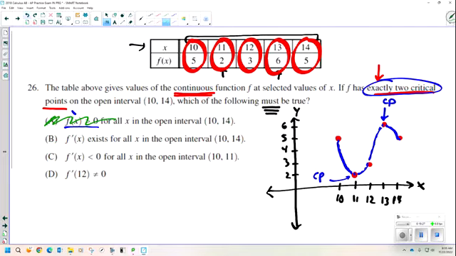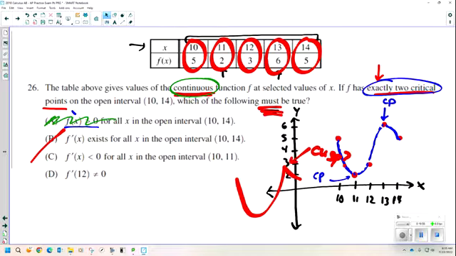So f prime of x exists for all x. Just because it's continuous does not mean it's differentiable everywhere. I could have a corner or cusp in here. Let's do this in red. I could have this come down nice, then come up to a point. That could be a cusp. It could be. It doesn't have to be. So it doesn't have to be true. Boom. So let's get rid of this red graph.